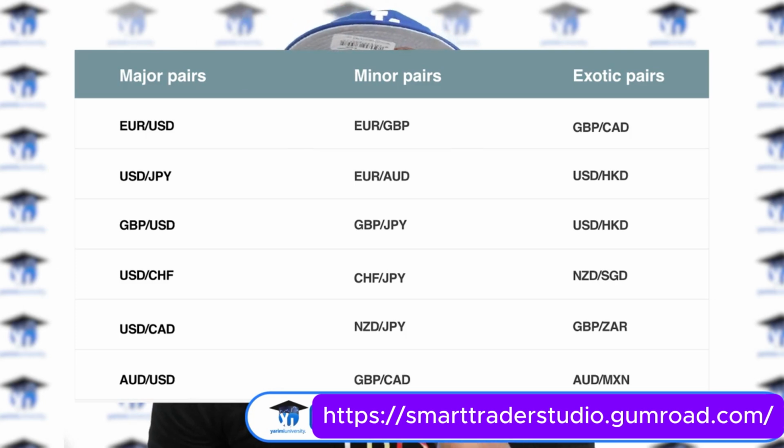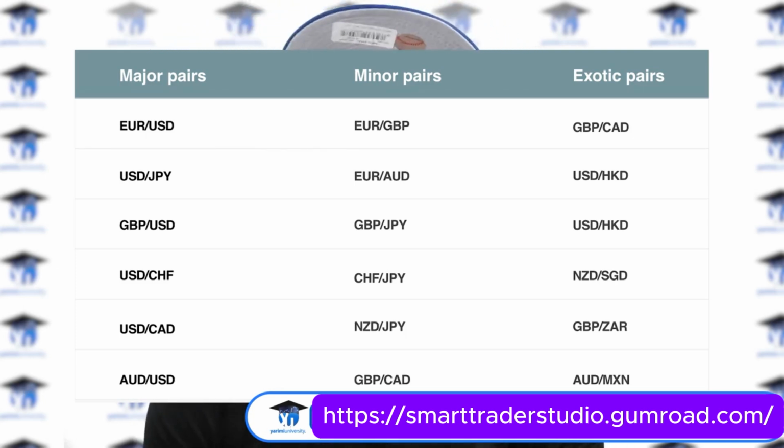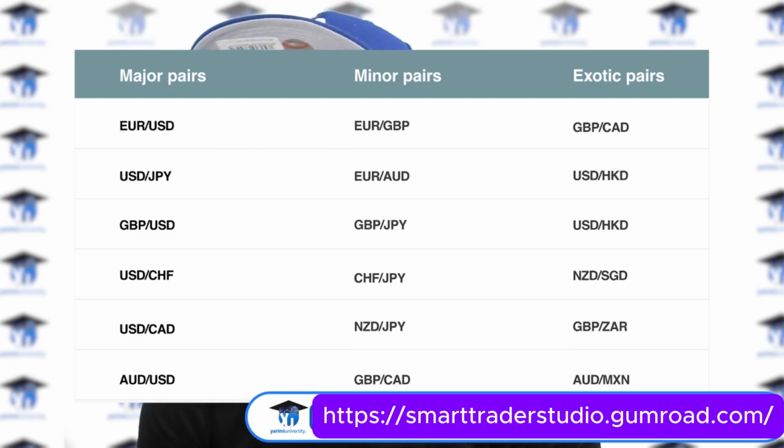You don't really need to know any of that stuff because I'm pretty sure you won't be trading it, as it's not as lucrative as the major pairs and the minor pairs, okay? So that's a brief introduction into major and minor pairs. So now let's get into the different sessions.